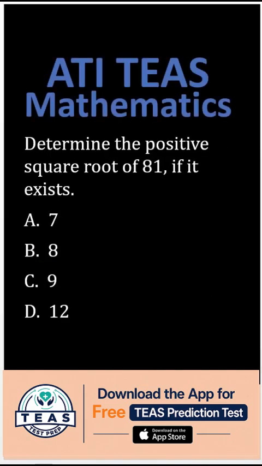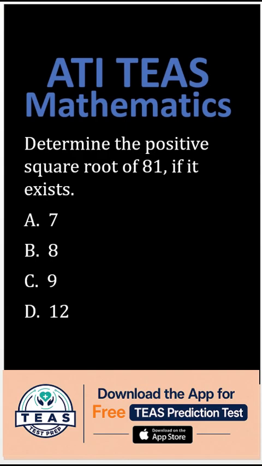In this ATI TEAS mathematics problem, we will identify the positive square root of a number. So the question asks here, determine the positive square root of 81 if it exists. So we need the positive square root of 81. So a square root is the number that multiplies by itself. Positive square root of 81 will be a number that multiplies by itself to make 81.